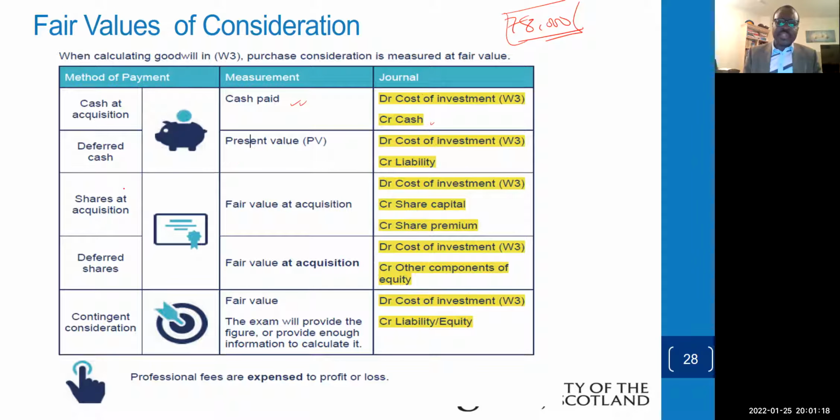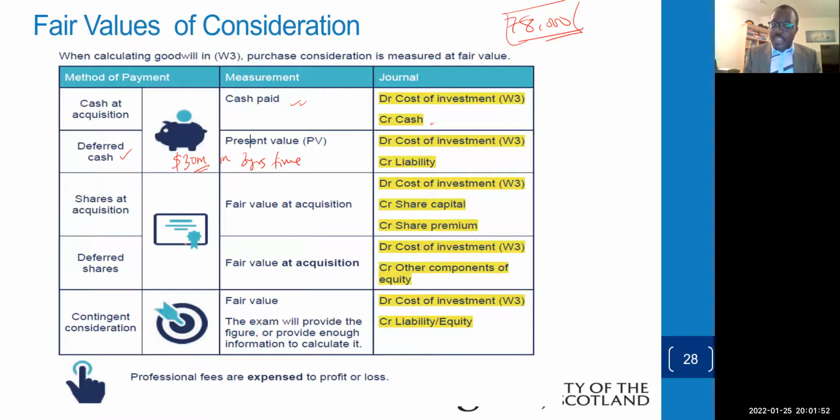Now, let's say we promise you that we want to acquire a company, but we'll pay you cash at a later date. We'll give you 2 million in 3 years' time, but we want to acquire the company. And we agree and we take the company. That's a deferred cash. Remember, if I'm promising to give you 30 million in 3 years' time, know that this 30 million is actually lower today. The present value of 30 million in 3 years' time is lower than today.